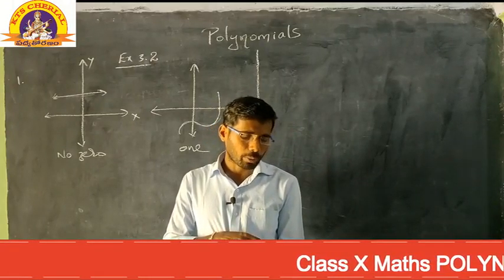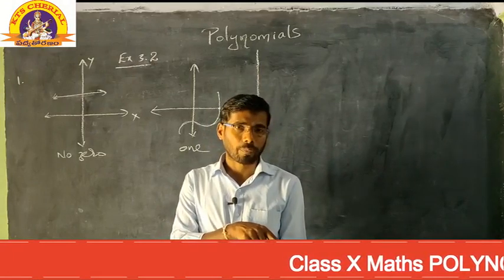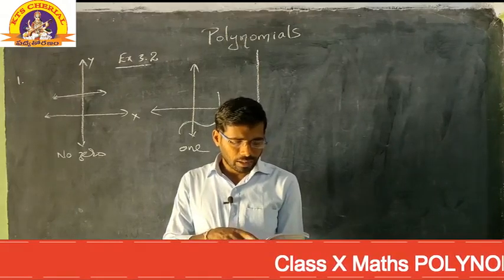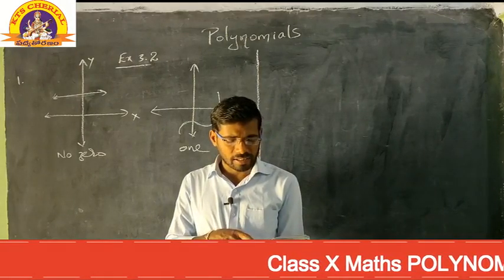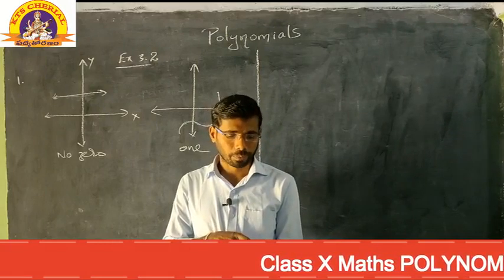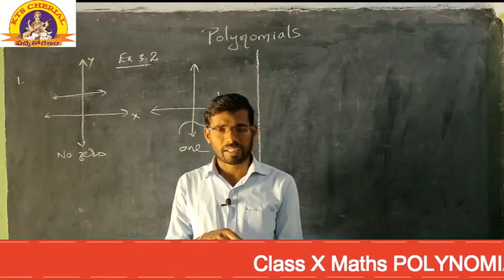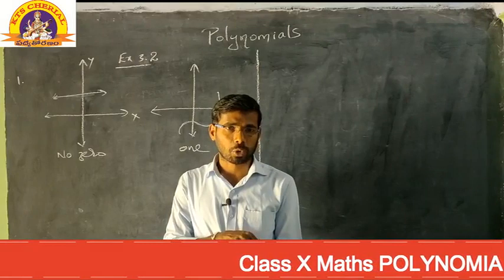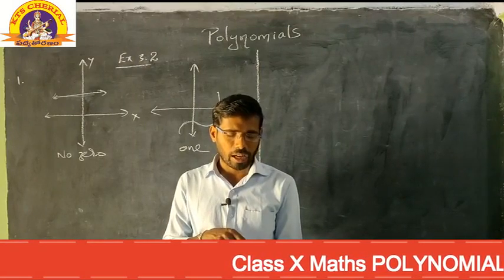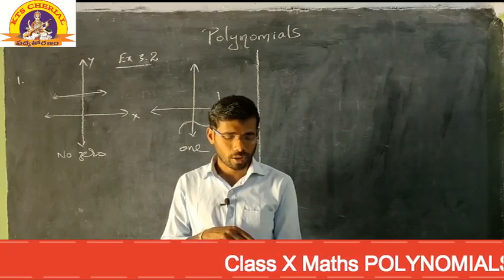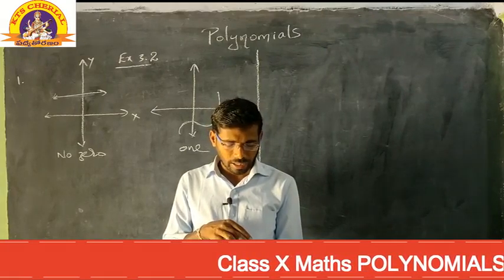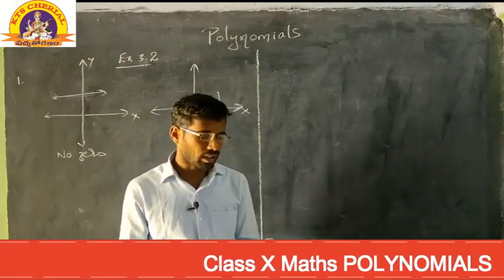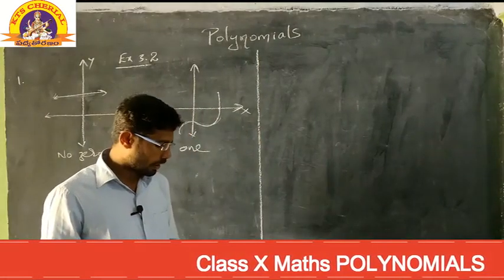In the same way, if you observe the fourth problem, the graph touches the x-axis at 2 points, so it has 2 zeros. In the fifth problem, the given graph touches the x-axis at 4 points, so it has 4 zeros. In the sixth problem, the graph touches the x-axis at 3 points, so it has 3 zeros. The remaining problems you will see in your textbook, as I already explained to you.